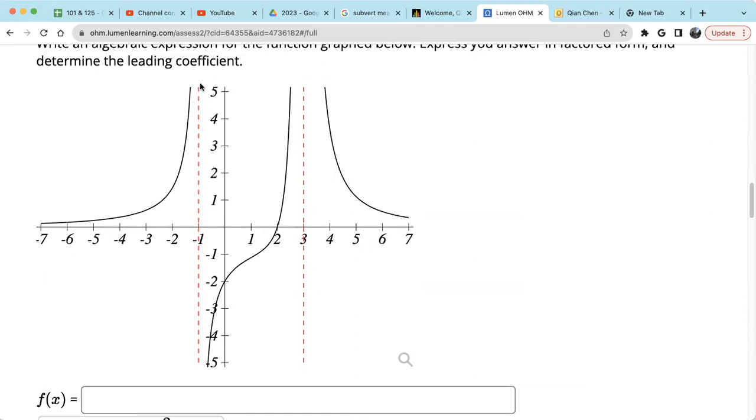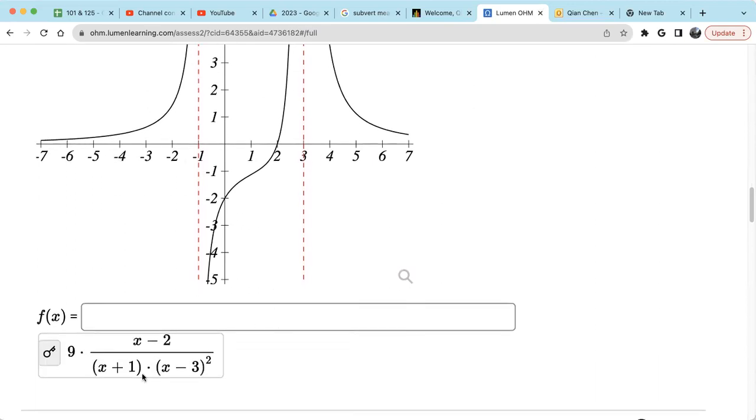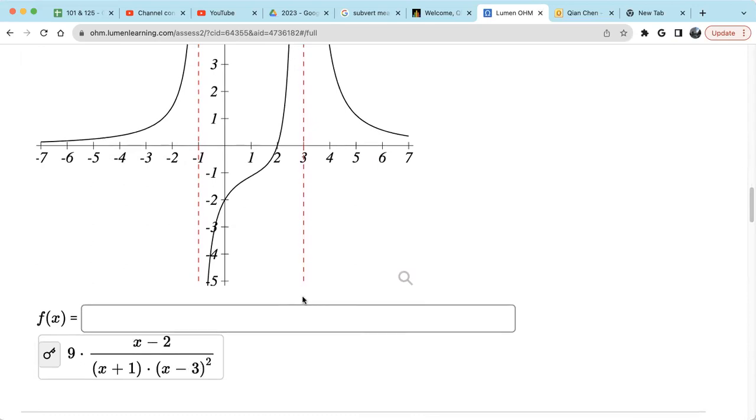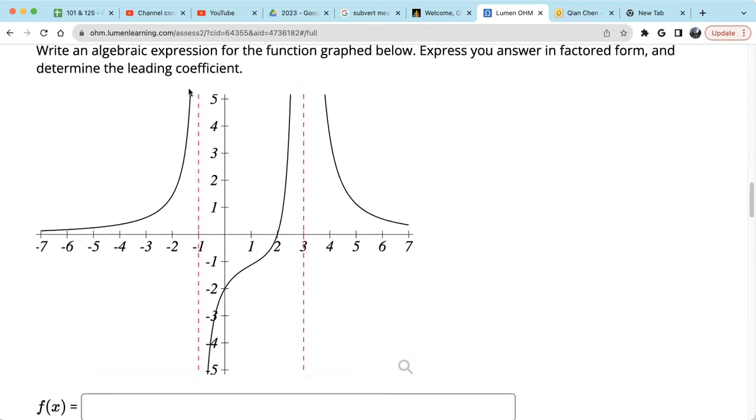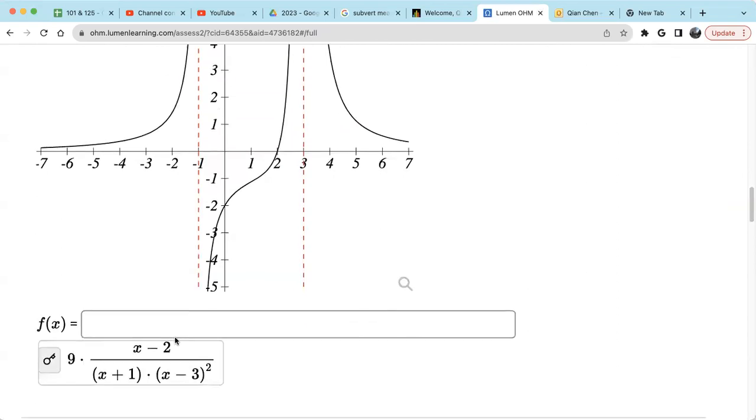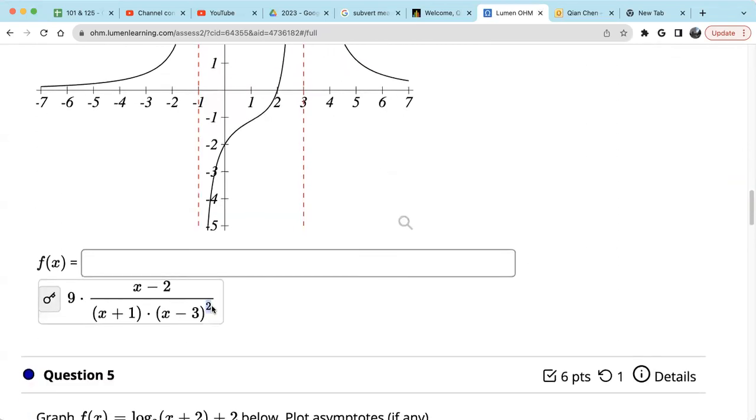So first, I see two vertical asymptotes. That tells me in the denominator, I have x plus 1, and I have x minus 3. I have x plus 1, x minus 3. Why x minus 3 squared? You see these two pieces, one on the left, one on the right. Remember the reference graph. The reference graph is one piece in the first quadrant and one piece in the third quadrant. But if we have a square term, that changes that.